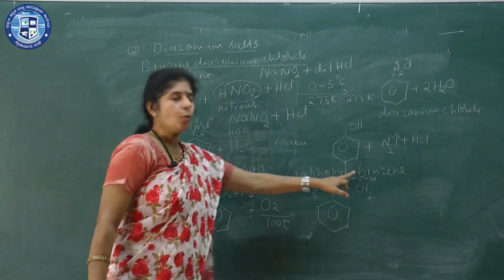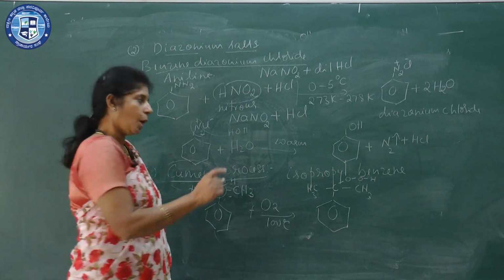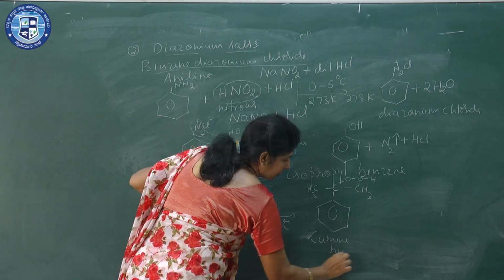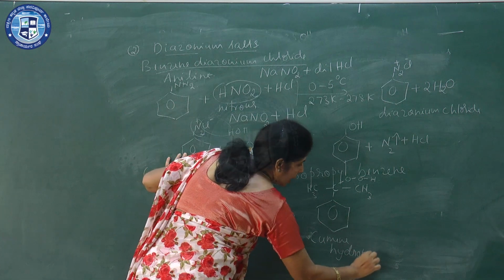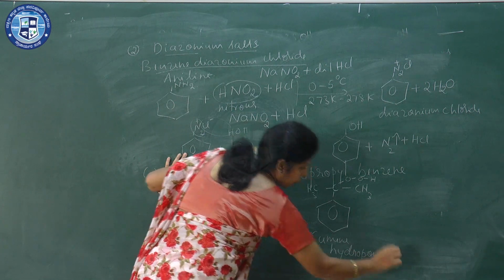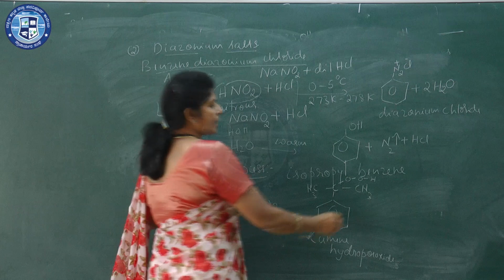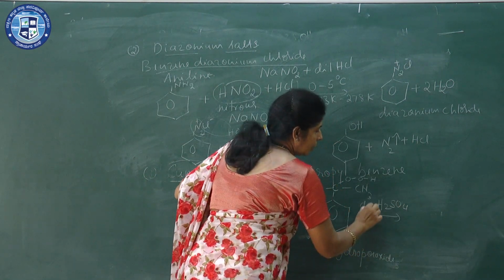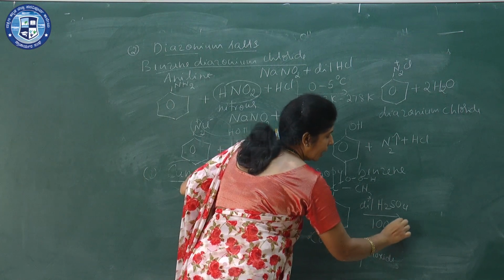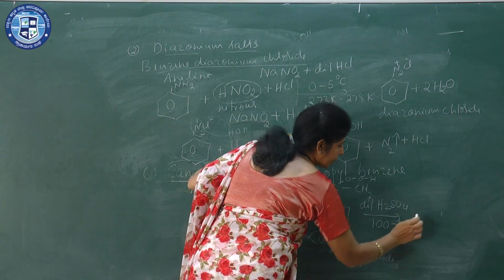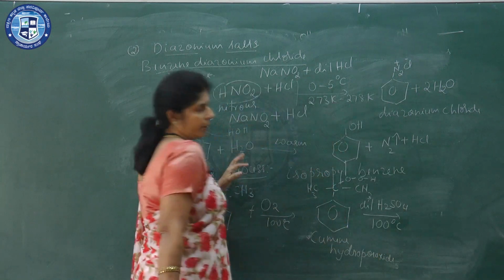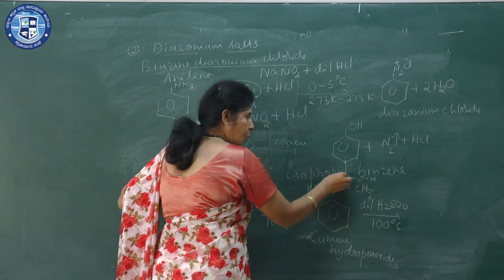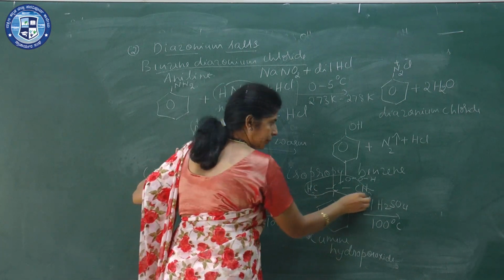Right? Now O2 is inserted. Now this is called cumin hydroperoxide. Now this compound is subjected to hydrolysis by boiling with dilute sulfuric acid at about 100 to 130 degree centigrade. So just boil it. Right? Hydrolysis takes place. This much portion will be removed out.